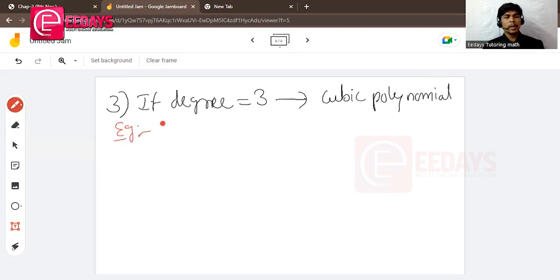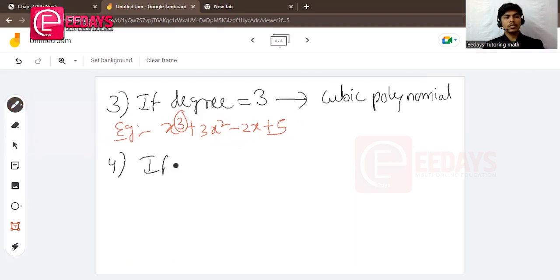Examples would be x cube plus 3x square minus 2x plus 5. Here the highest power would be 3. So that's why you can write the degree of cubic polynomial like this. You can take any example, it's up to you. I'll ask you one simple question.